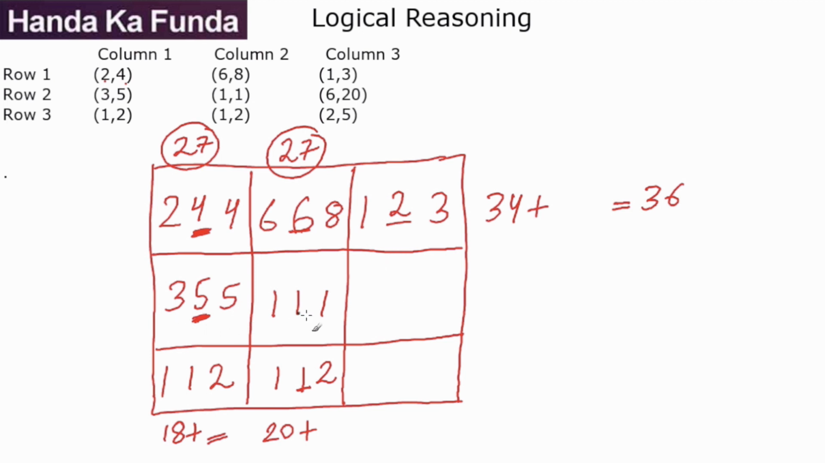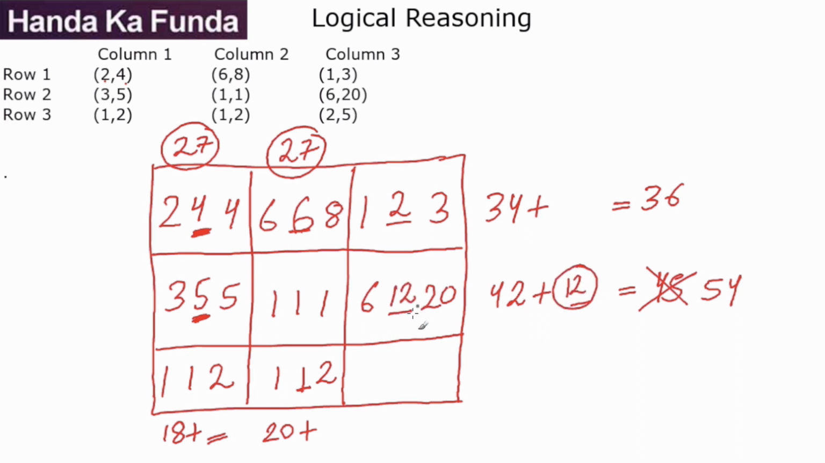Very similarly, 355, 111, and I have 6 and 20. So this is 13 and 3, 16, and 6 is 22, and 20 is 42. Now 42 plus something. So 45 could be a possibility, but the missing value here should be between 6 and 20. So if I put 3 here as the missing value, that will not work because that is not between 6 and 20. So I cannot consider 45. I'll consider the next multiple of 9, which is 54. And for 54 to happen, the missing value should be 12. So I get 12 here.